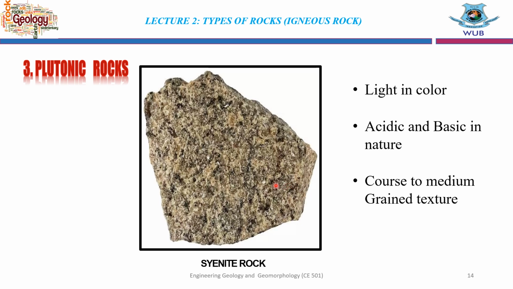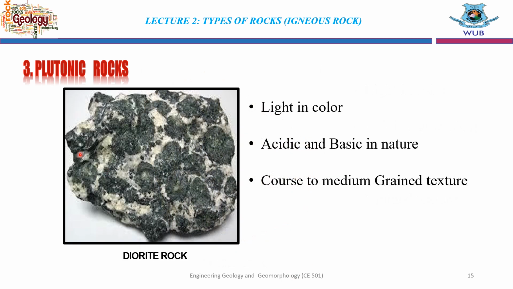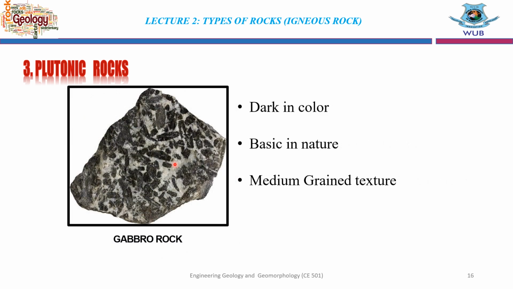Syenite rock is also an example of plutonic rock: light in color, acidic to basic in nature, and coarse to medium grain structure. This is another example of plutonic rock, diorite rock. This is not very common to us, but it is usually found in North Australia. Light in color, acidic to basic in nature, coarse to medium grain structure. Gabbro rock is another classification of plutonic rock, which is dark in color, basic in nature, and medium grain structure.